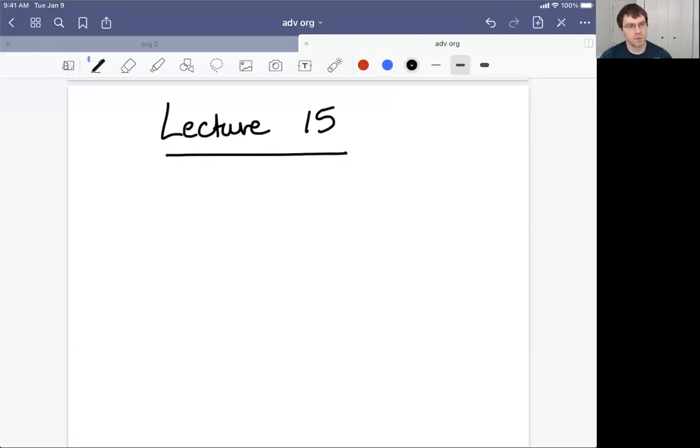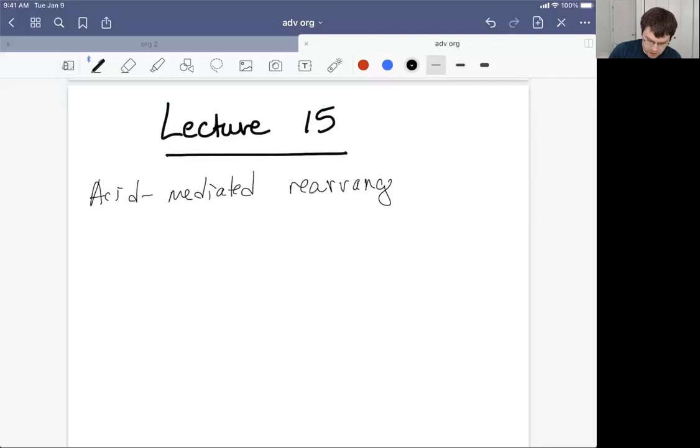The first set of reactions we want to look at, when we're looking at reactions under acid-catalyzed conditions, are acid-mediated rearrangements. Acid-mediated, often catalyzed, I should say, rearrangements. We'll capture everything by just putting mediated. So acid-mediated rearrangements. In this case, what we take is something like this.